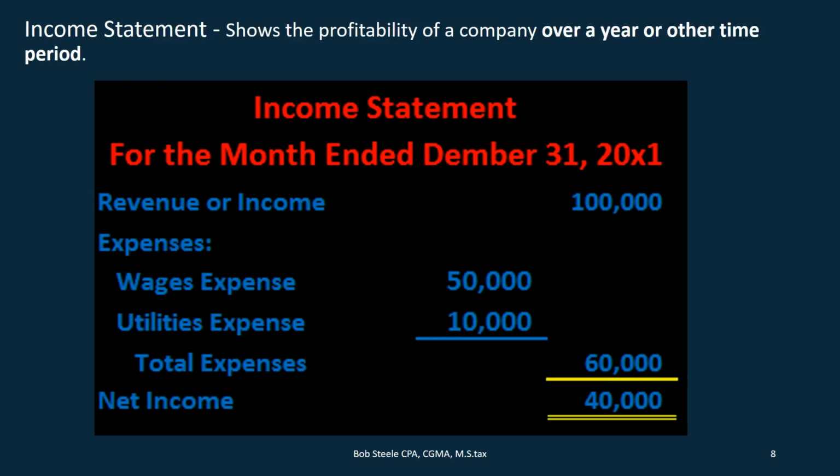All right, so now we're going to take a look at the income statement. We looked at the balance sheet as of a point in time. The income statement's going to have to say something like for the month ended or for the year ended, meaning it has a time frame. It has a beginning and an end. An income statement has to have a beginning and an end.